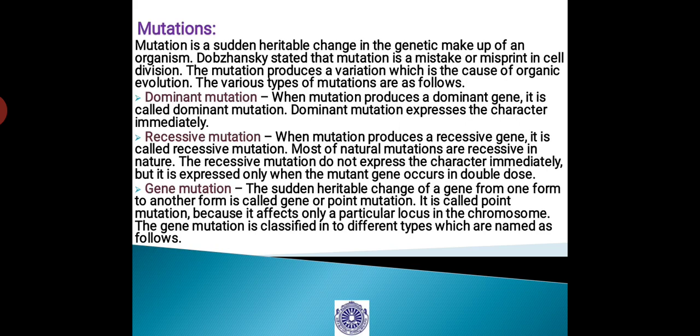And gene mutation. The sudden heritable change of a gene from one form to another form is called gene or point mutation, and it is called point mutation because it affects only a particular locus in the chromosome, and the gene mutation is classified into different types which are named as follows. Though these mutations were first discovered by Hugo de Vries, a Dutch botanist, it was implemented successfully in this field of organic evolution by the Neo-Darwinians.